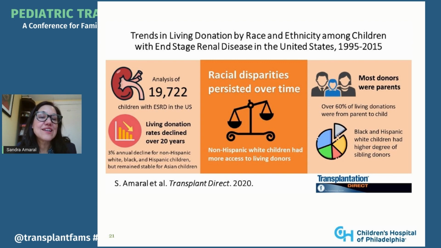Also, we looked at living donation rates, and similar to what I stated about differences in liver, we analyzed nearly 20,000 children in our end-stage renal disease database, and we showed that living donation rates have declined over the last 20 years, and disparities persisted over time, with non-Hispanic white children receiving more living donors than other groups. Most donors are parents, and only 60% of living donations were from parent to child. There's increasing use of non-parent donors, which is great. But if you're in an environment with adverse social determinants of health, that may also impact the health of your parents. And so that can indirectly impact your living donor supply in terms of children.